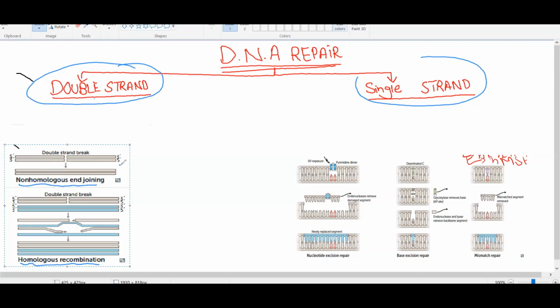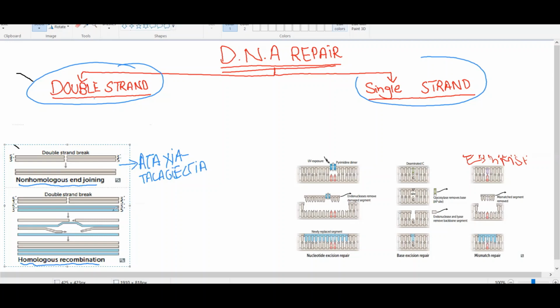If this repair does not take place, there is a condition known as ataxia telangiectasia. So this is a super high yield step. Ataxia telangiectasia is basically an example of a non-homologous end joining defect.